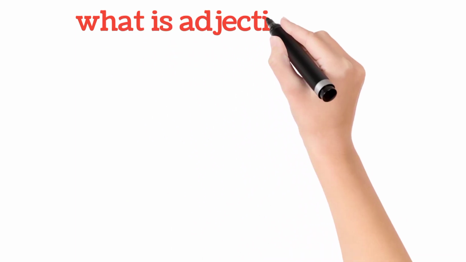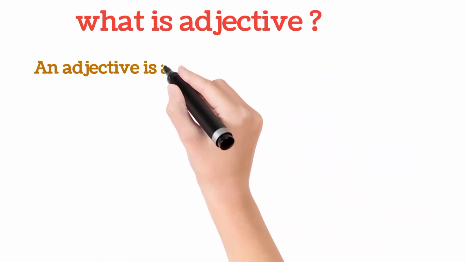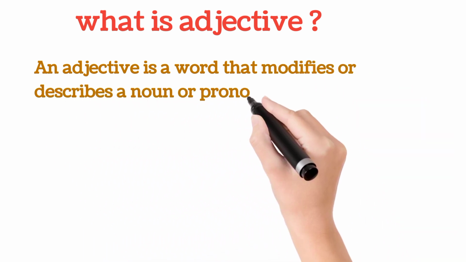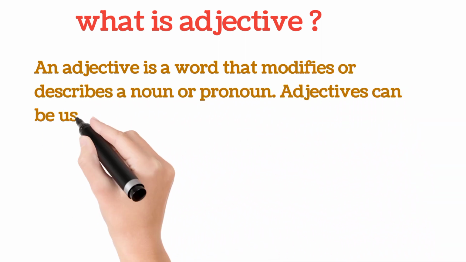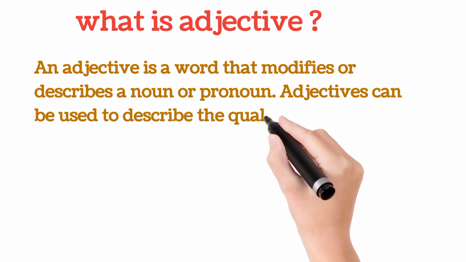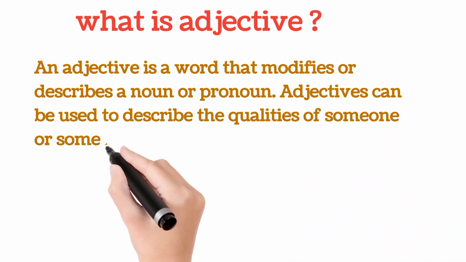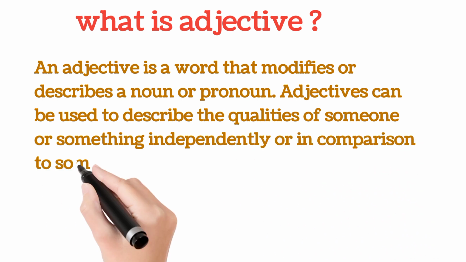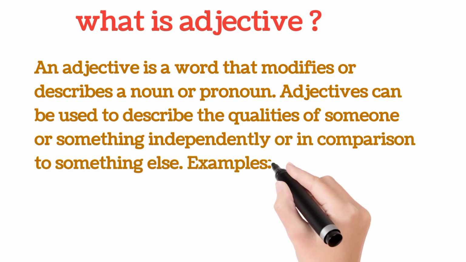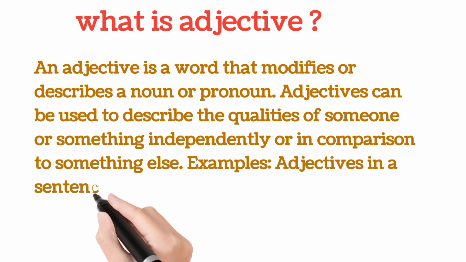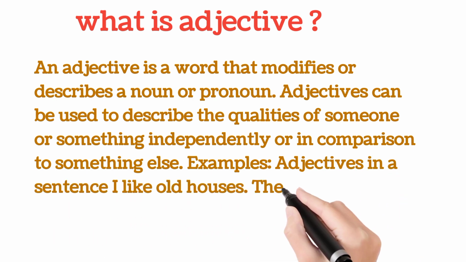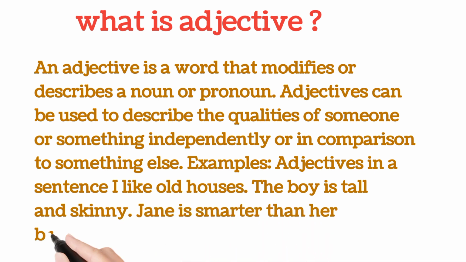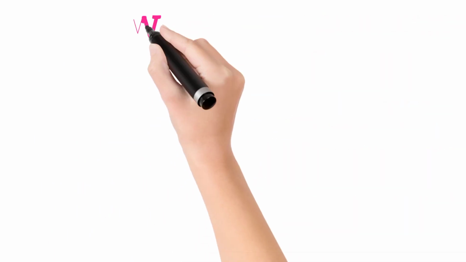What is an adjective? An adjective is a word that modifies or describes a noun or pronoun. Adjectives can be used to describe the qualities of someone or something, independently or in comparison to something else. Example: adjective in a sentence: I like all houses. The boy is tall and skinny. Danny is smarter than her brother.